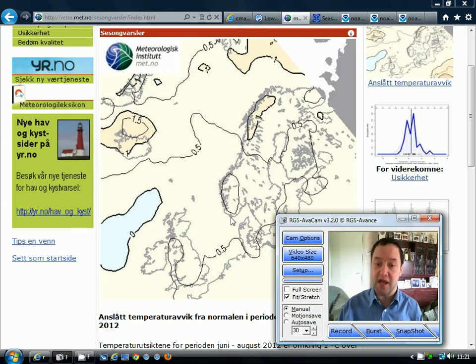But we can see that the model for June, July and August in terms of temperature is again going for a very much near normal temperature around the northwest of Europe.